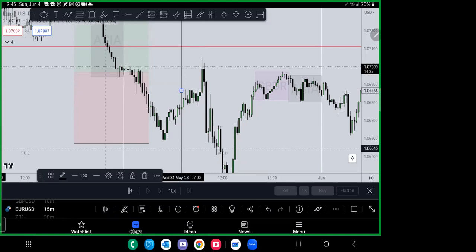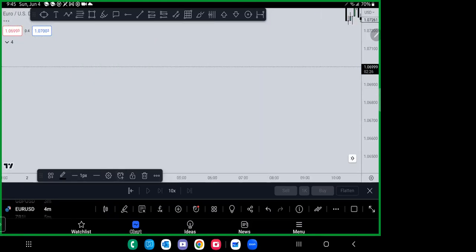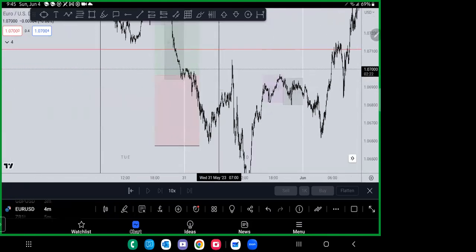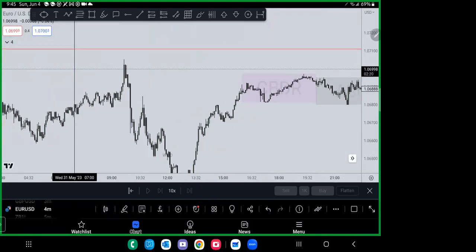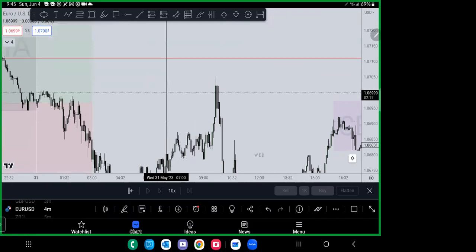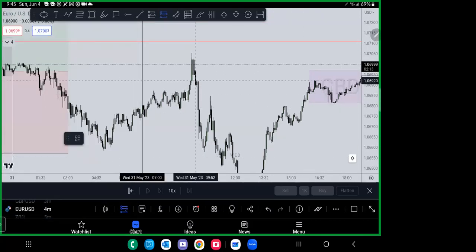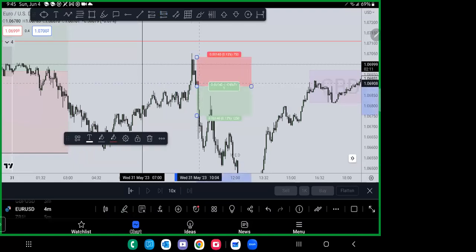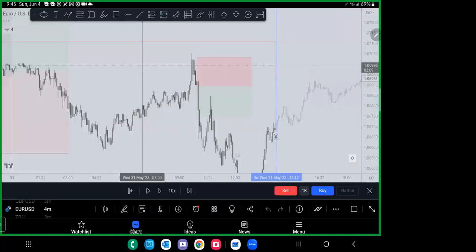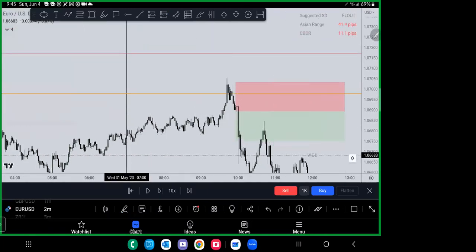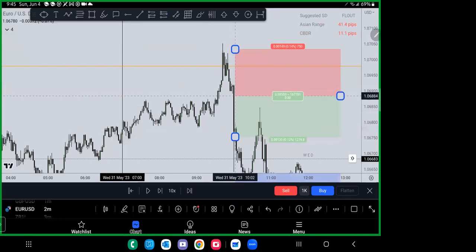Entry model forms. Go back to it. I know we already saw it. Entry model forms right here. So let's just imagine if we didn't have news. Let's just pretend we didn't have news and we actually enter here. And to be honest with you, I was watching this and the entry model actually formed right here, on this 2-minute chart.